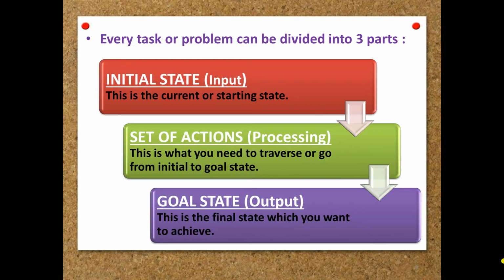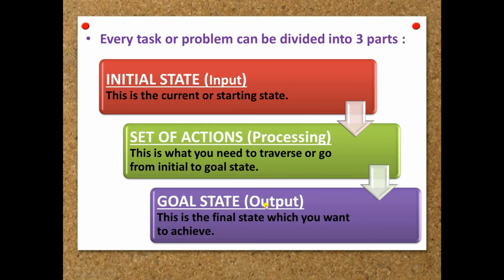Now, every task, or we can say problem, can be divided into three parts. As you can see here, first is your initial state, next is the set of actions, and third is the goal state. Okay? Now, you have studied that the computer works on IPO cycle. So, here the initial state is similar to the input that the computer takes. The set of actions is similar to processing that is done after input is given to the computer, and the goal state is similar to the output that we receive as the final result.